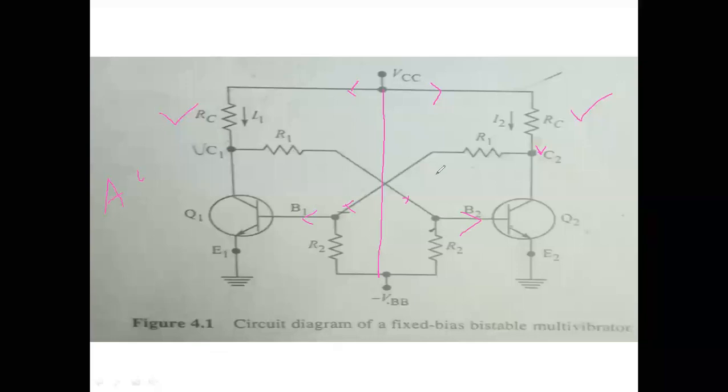I am considering that this current is sufficient, so both transistors will be in the active region, or both will be in cutoff, or both will be in saturation. But as we explained previously, we considered that one transistor is in the on state and one is in the off state. Initially, when you apply these voltages, both transistors will be in the same state, it may be active, cutoff, or saturation.